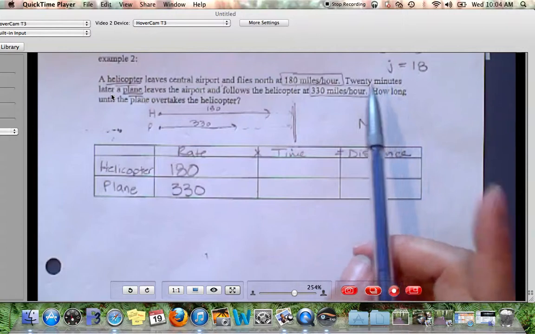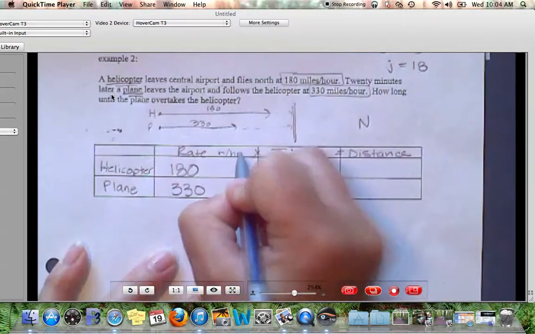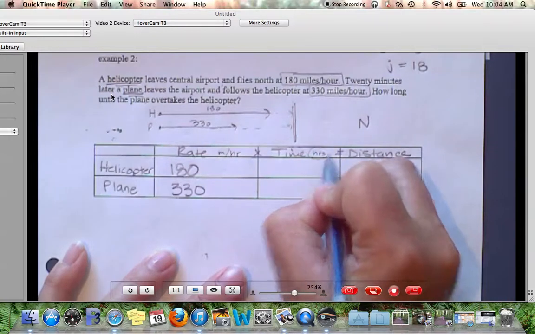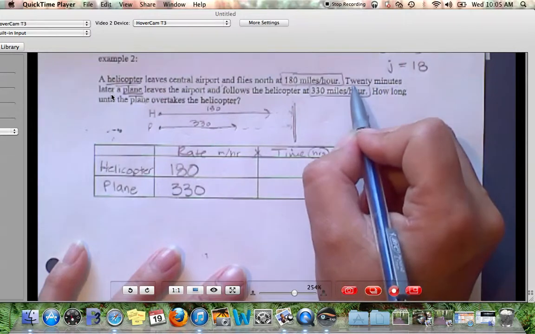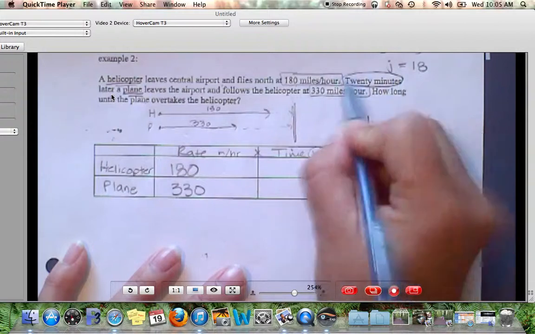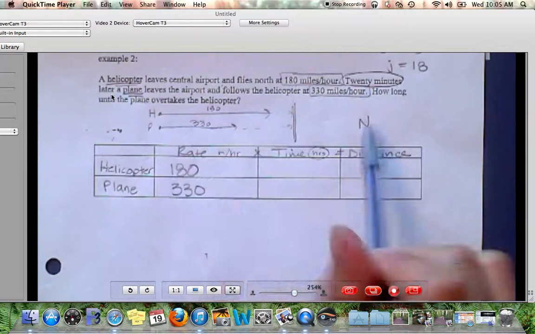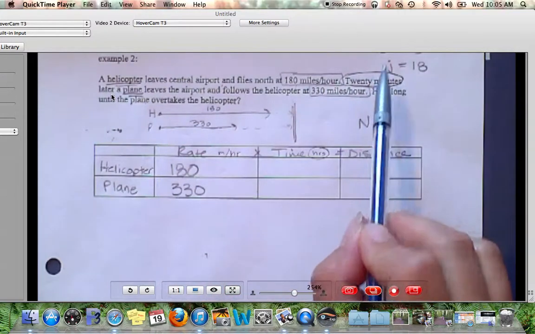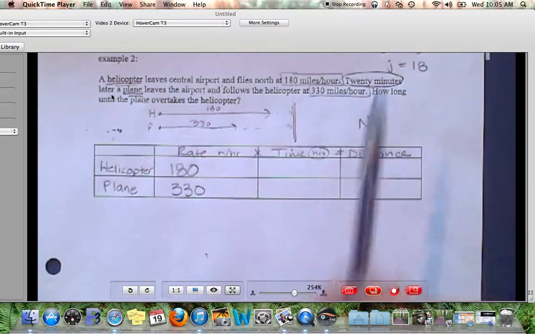First thing we need to consider is that the rates are in miles per hour, which means the time must be in hours. And that's tricky because it says that the plane leaves the airport 20 minutes later. So this is what two things you need to consider. They all have to be in the same unit. So if this is in hours, then this must be in hours. And it's easier to change this to hours than change these rates to minutes. So that's the first thing.